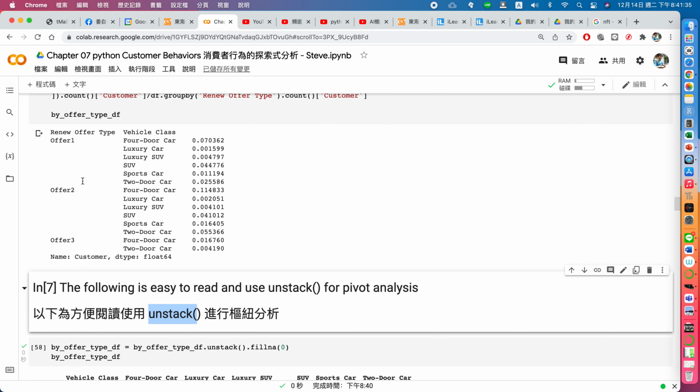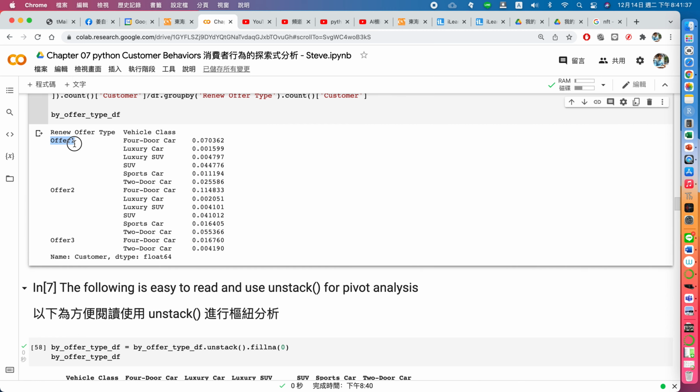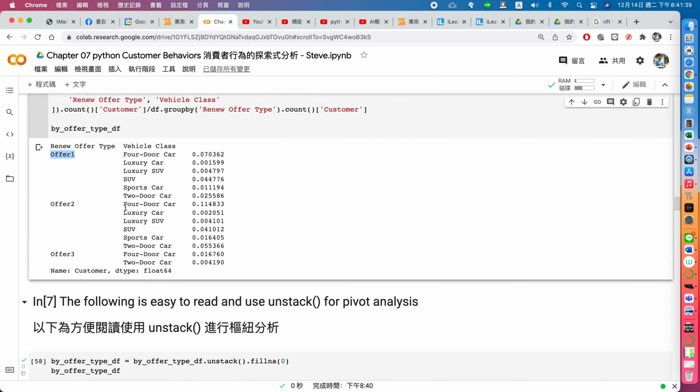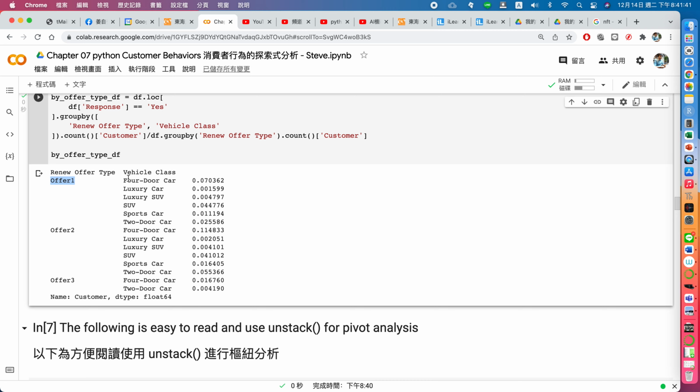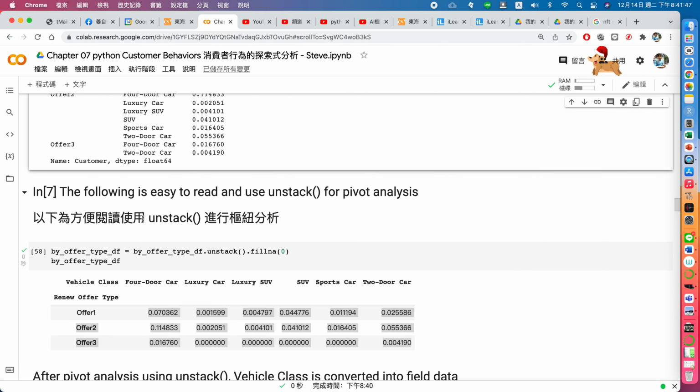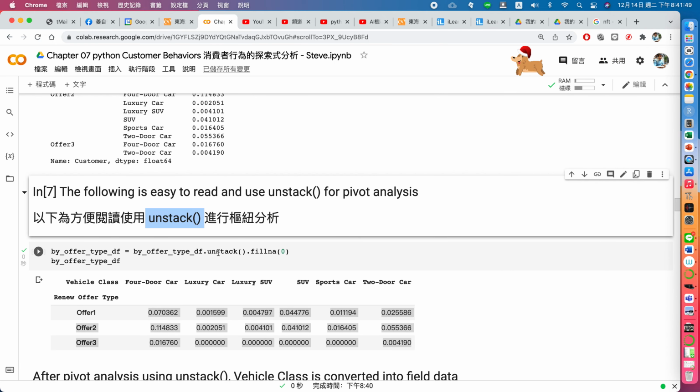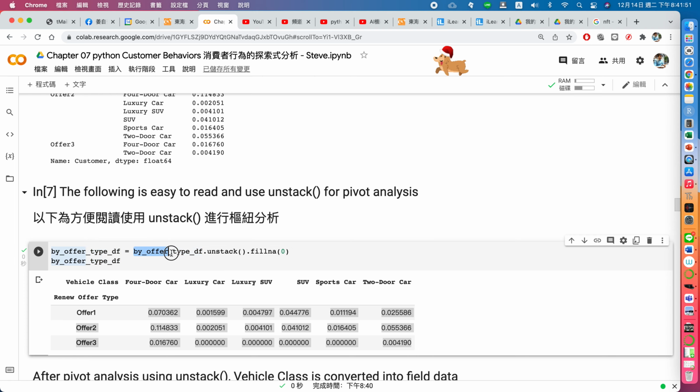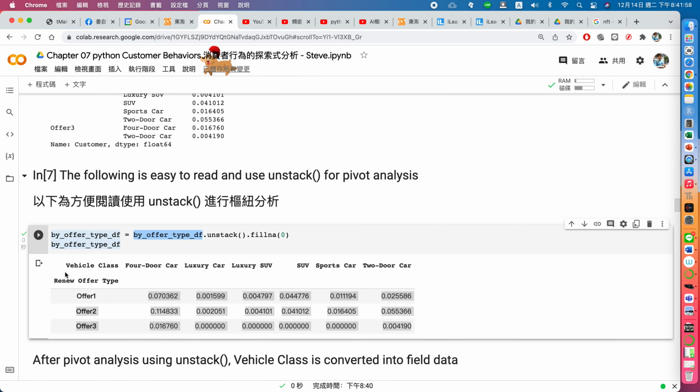In order to do the pivot analysis, we used unstack to specify this offer as our index, and for the vehicle class, these 6 types as the column names. So we use unstack to pivot and analyze our data set. This one, okay?